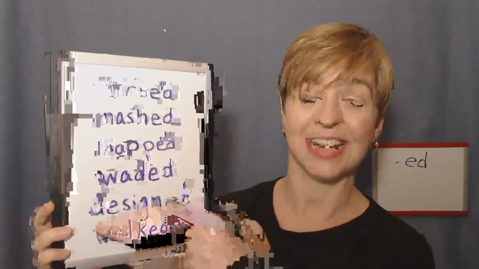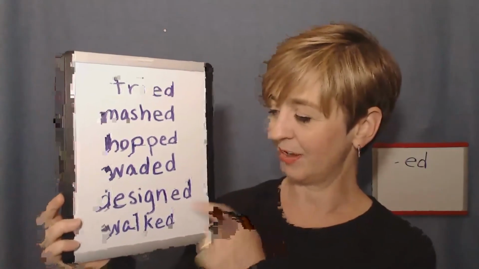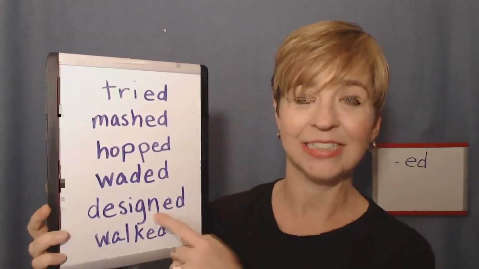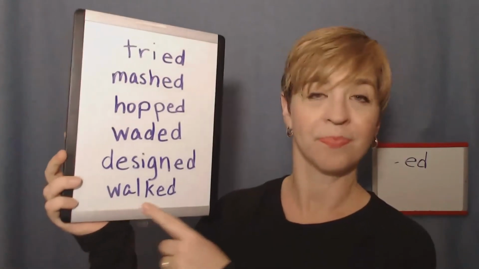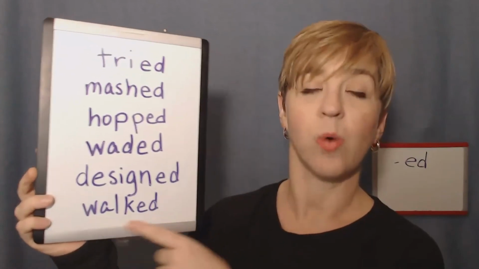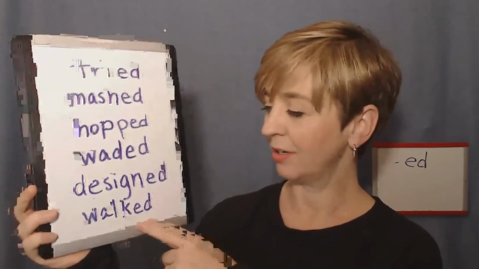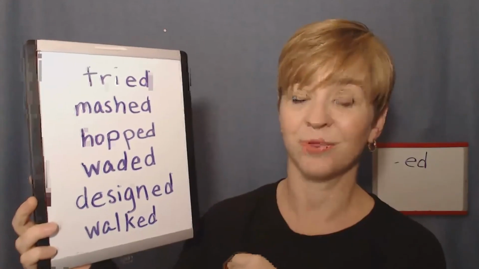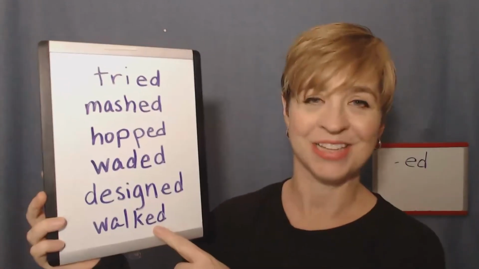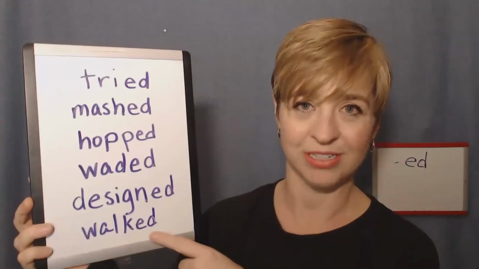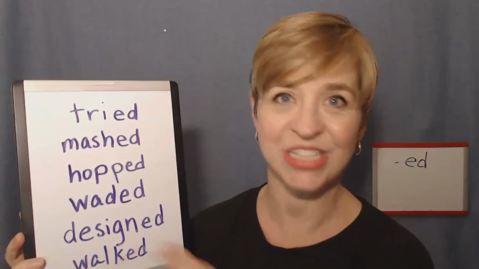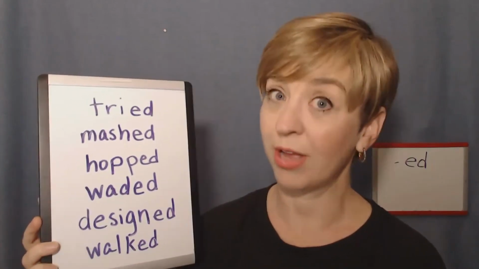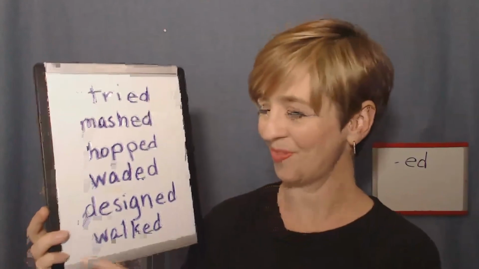Designed. Okay? The N is voiced. Designed. It has the D sound. Walked. The K is voiceless. It sounds like a T at the end. Walked. You could say walked with a D, it's okay. It's just easier to say walked. Walked? No. One syllable. Walked.